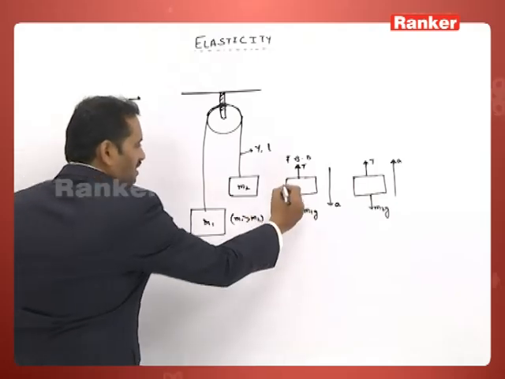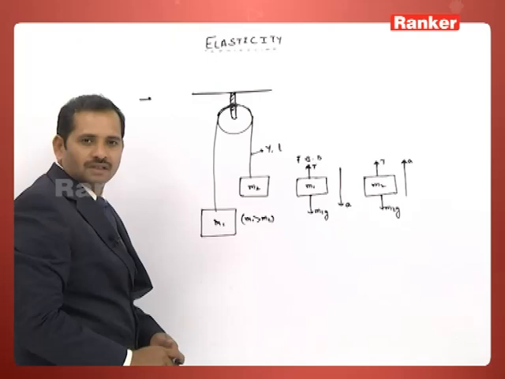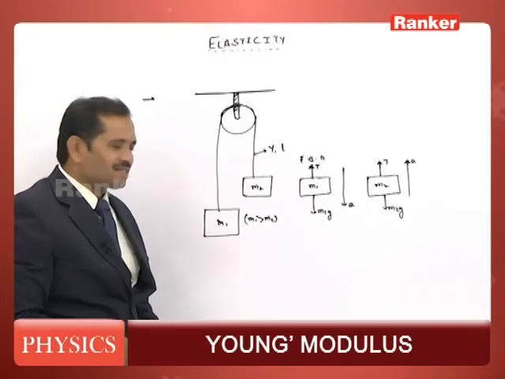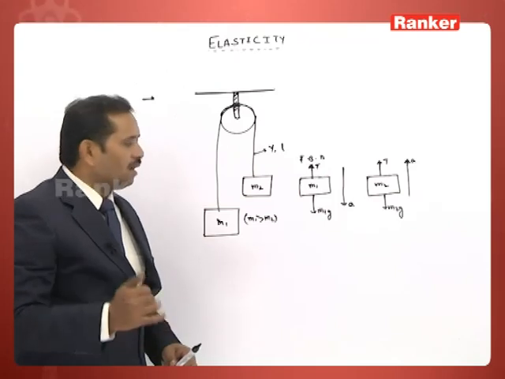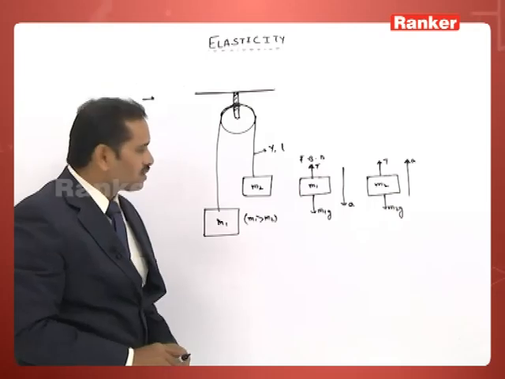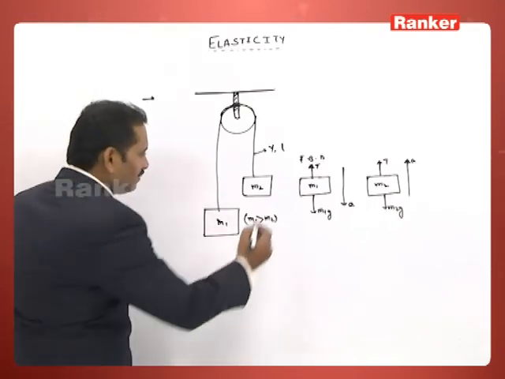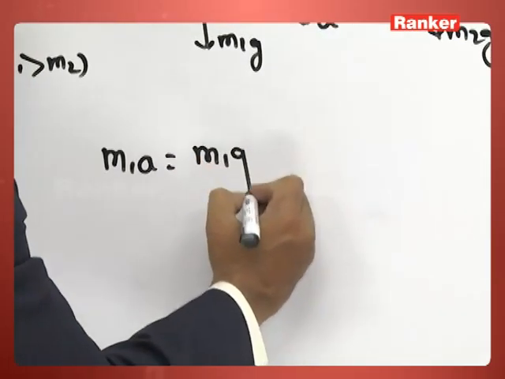From these we can write the Newton's law of motion equations. What does the NLM equation say? Forces in the direction of motion we have to consider positive, opposite is negative. Then M1 a equal to M1 g minus T.